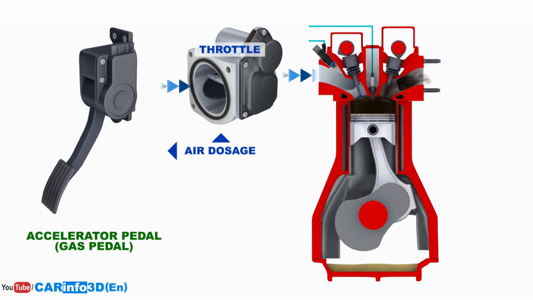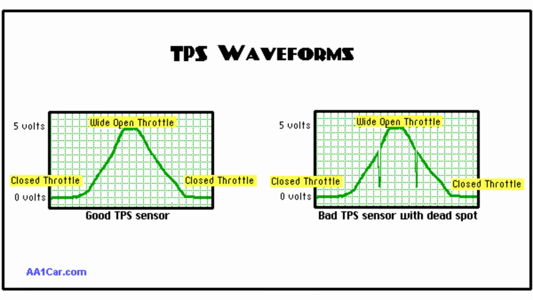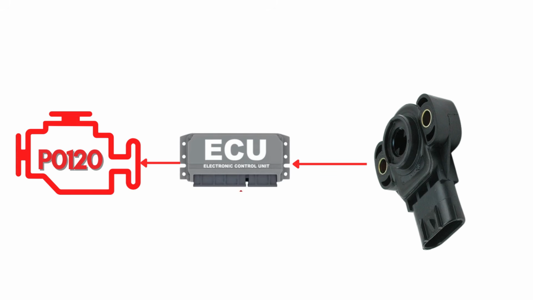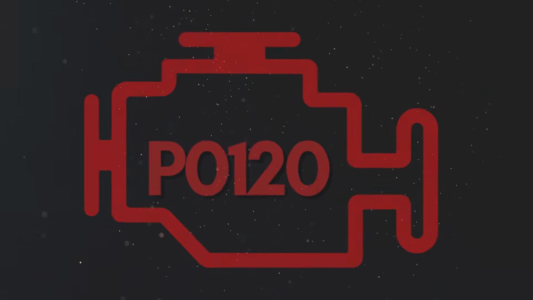As the throttle plate or accelerator pedal moves, the signal voltage changes smoothly. Each sensor produces its own signal, often following different voltage patterns. The PCM continuously compares these signals to make sure they agree. If one signal becomes incorrect or no longer matches the other, the PCM recognizes a fault and may set a trouble code such as P0120. Now let's look at why P0120 gets triggered.